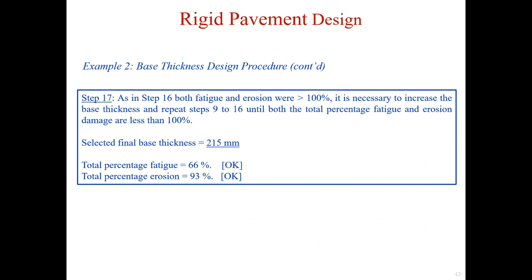Next, we slightly increase the trial base thickness to 215 millimeter and redo the calculation. The corresponding total percentage of fatigue damage is 66%, and the total percentage of erosion damage is 93%. Both percentages are less than 100%, so this base thickness is acceptable.